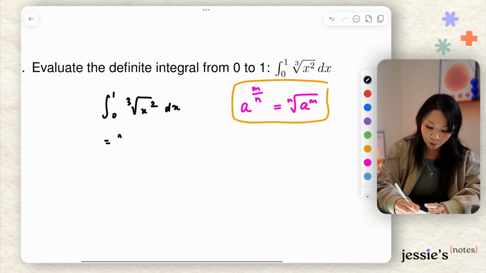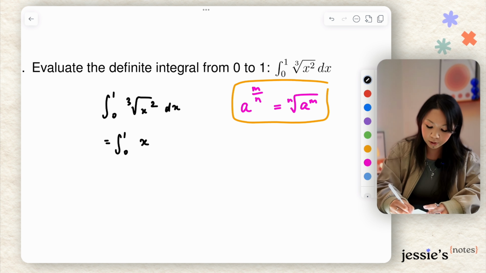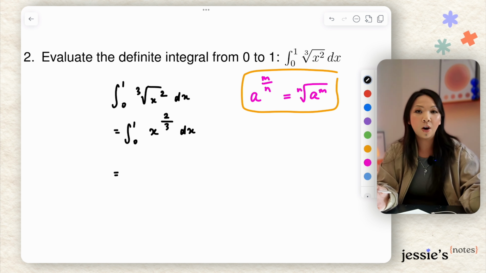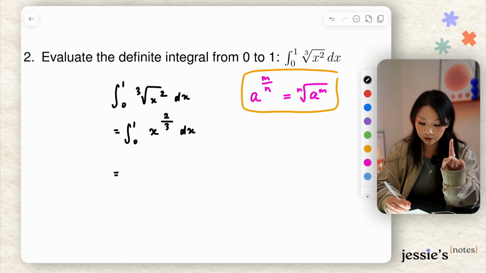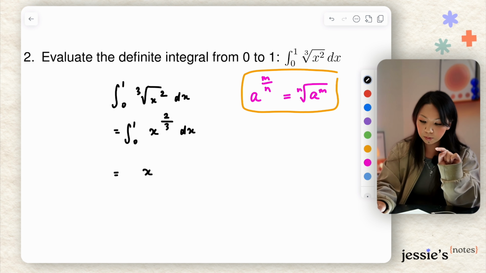All right, so now what we're going to do is I'm going to first rewrite it in index form. So whoever sleeps inside is on the top, on the outside goes on the bottom. And then now it is ready to be integrated. So careful because we're dealing with fractions. So what you're going to do is you're going to increase this power by 1.